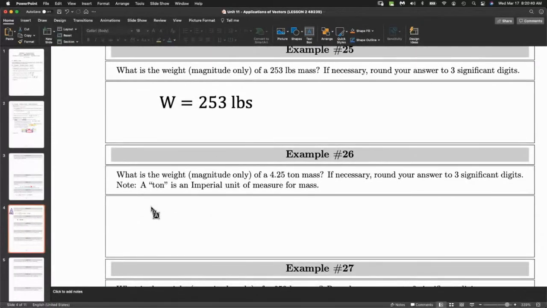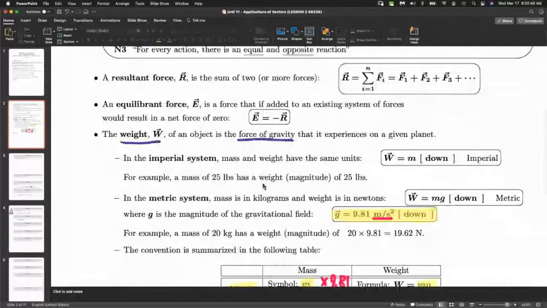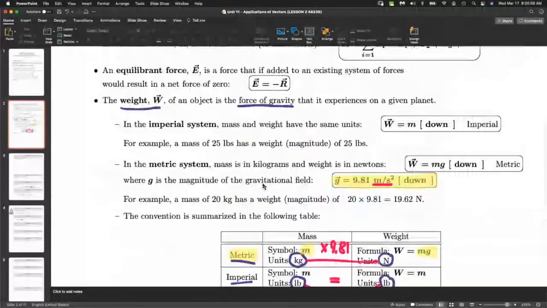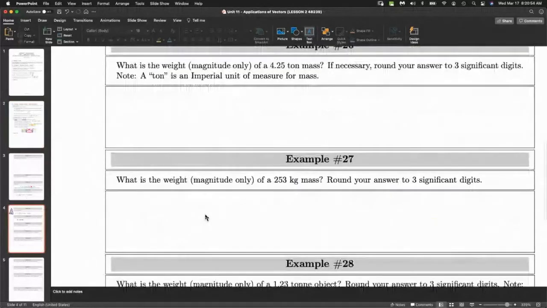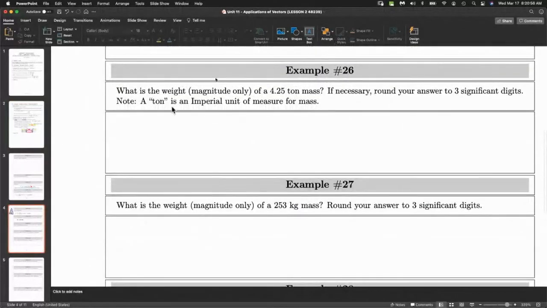So anyway, let's go to the next one here. And do you know the difference between tons and tons? I know that sounds funny for me to say that, but it's not written here anywhere. So let me just differentiate the two here, okay?